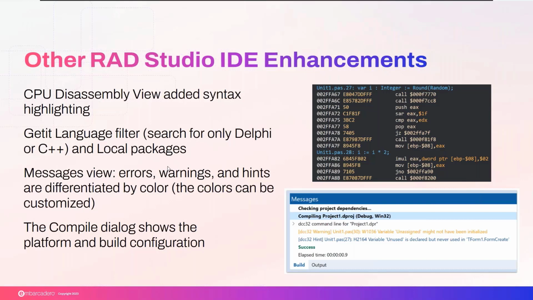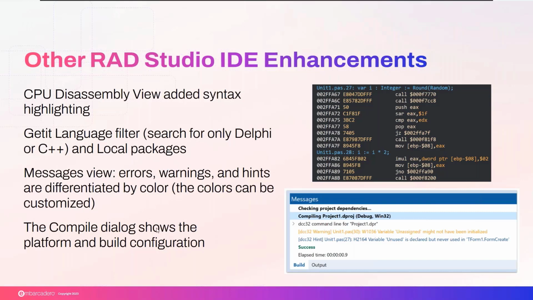A language filter has been included. Now you can search specifically for Delphi or C++ libraries. And the message view at the bottom also has been improved now with colors. So we see the warnings in yellow, hints in blue, and errors in red, which seems natural, but it used to be the same color. So it makes it much nicer now to track all those down.